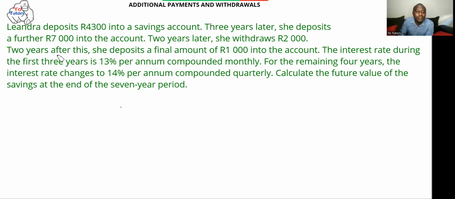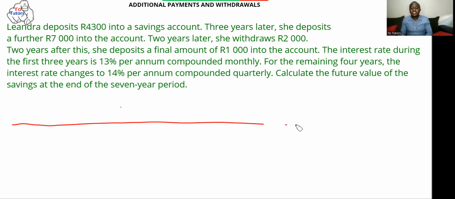The interest rate during the first 3 years is 13% per annum, compounded monthly. And for the remaining 4 years, the interest rate changes to 14% per annum, compounded quarterly. Calculate the future value of the savings at the end of the 7-year period. Now, we know what we need to do. Our timeline first.